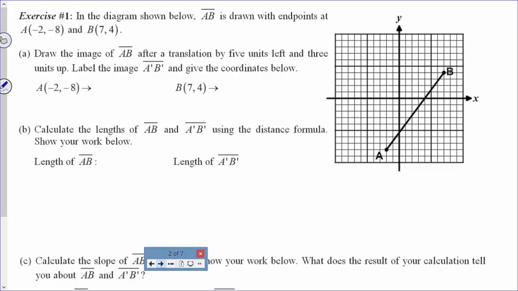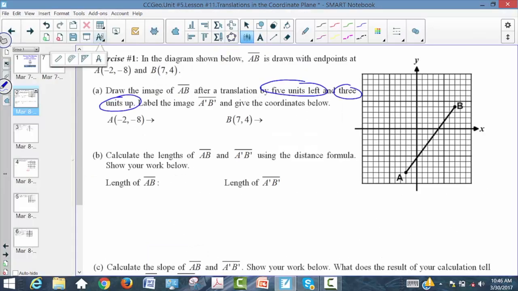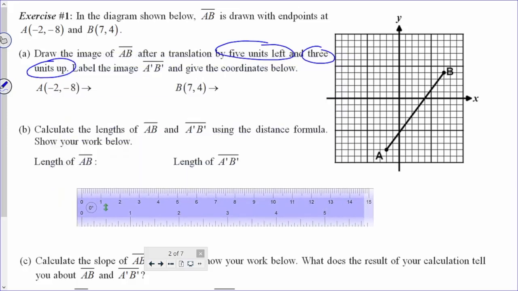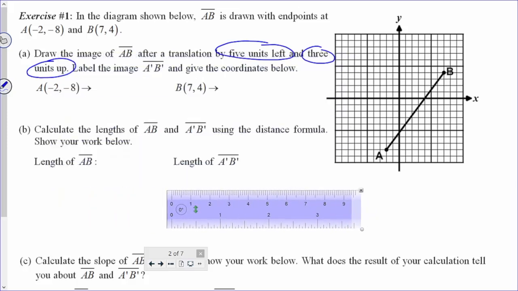In the diagram shown below, AB is drawn with endpoints at A (-2, -8) and B (7, 4). It says draw the image of AB after a translation by 5 units left and 3 units up. Label its image A', B', and give the coordinates below. As usual, I have forgotten a ruler, so I'm going to go grab it, just so I can draw that straight line segment.